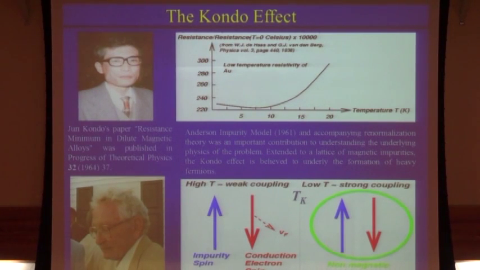And they also proposed that at very low temperature, the conduction spins will compensate completely the spin of the impurity and will create a non-magnetic state, a very strongly coupled non-magnetic state.